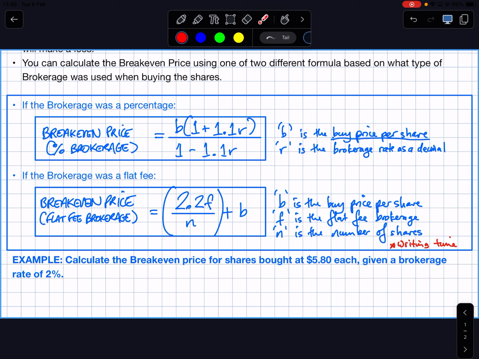Does anyone see an N in the first formula? No. So does it matter at all the number of shares if the brokerage was a percentage? Doesn't factor into it. There's some trick questions in your book that tell you the number of shares when the brokerage was a percentage. And people ask me, where do I put the N? Does your formula have an N in it? No. If it's brokerage percentage, you don't need the number. Get those two formulae down, please. Give me some writing.